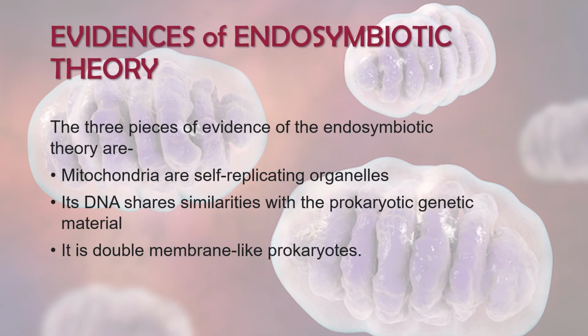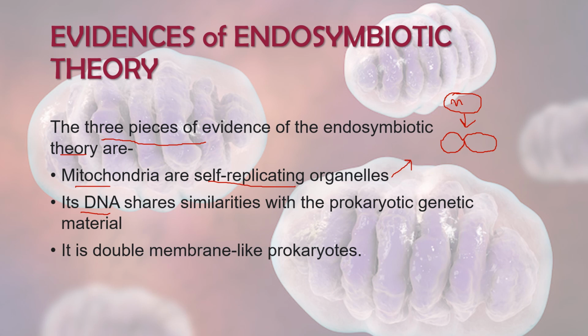Evidences of endosymbiotic theory. There are three pieces of evidence of the endosymbiotic theory. The first one is self-replicating mitochondria. The mitochondria are self-replicating just like a prokaryotic cell. They both reproduce by fission. As we know, a prokaryotic cell reproduces with the help of binary fission, and this is also true for the mitochondria. The mitochondria also reproduce with the help of binary fission.